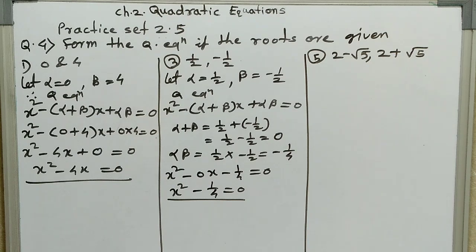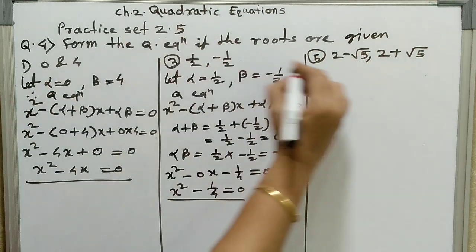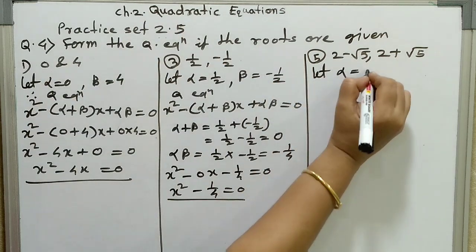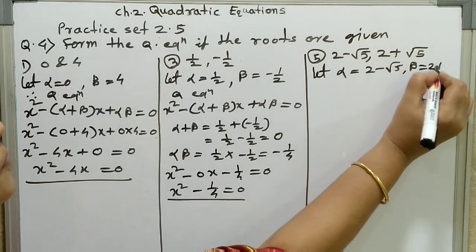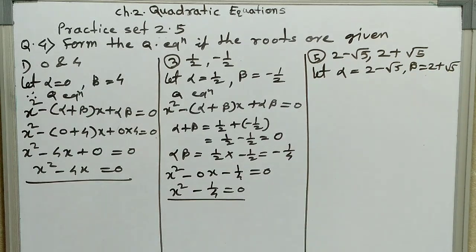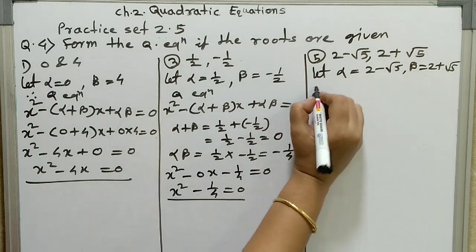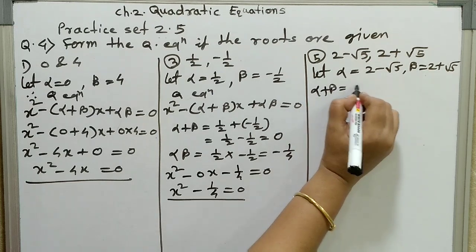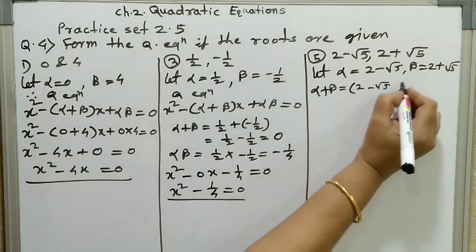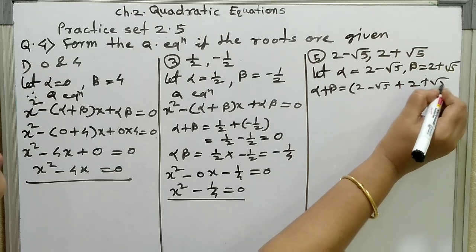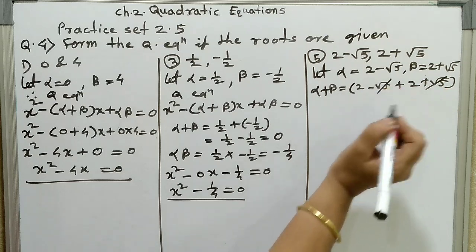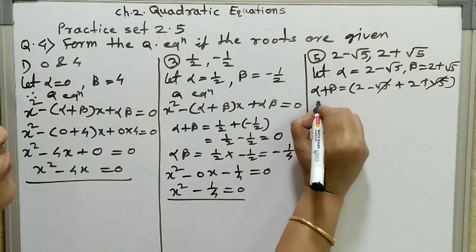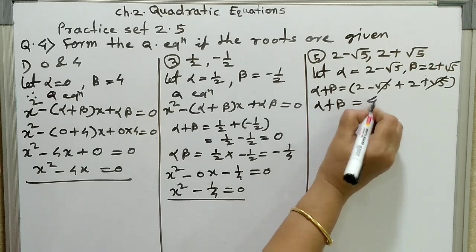2 minus under root 5 is one of the roots and another is 2 plus under root 5. So let alpha is equal to 2 minus under root 5 and beta is equal to 2 plus under root 5. Now first we form alpha plus beta. So here 2 minus root 5 plus 2 plus under root 5. So plus under root 5 and minus under root 5 cancel. 2 plus 2, 4. So alpha plus beta is equal to 4.